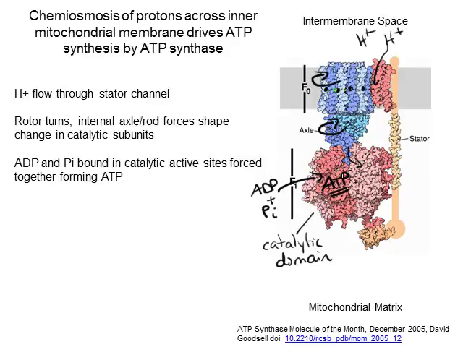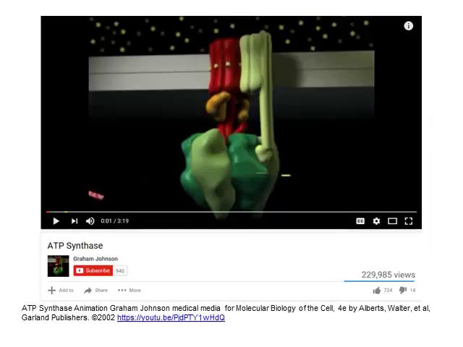I know that's a bit difficult to picture from a static 2D image, so watch the YouTube animation I posted to the lecture folder on Blackboard to get a better sense of what this mechanism looks like. It's incredible.